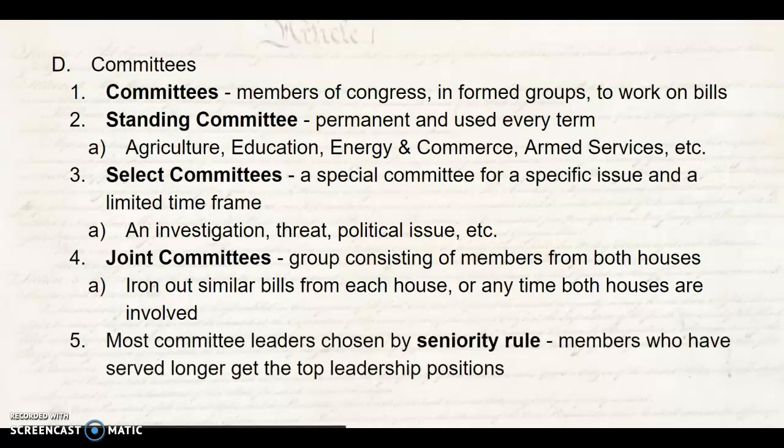Most committee leaders are chosen by seniority rule. Members who have served longer get the top leadership positions. So that's why you want to stay in these roles for a long time so you can have a real influence on some of these committees.